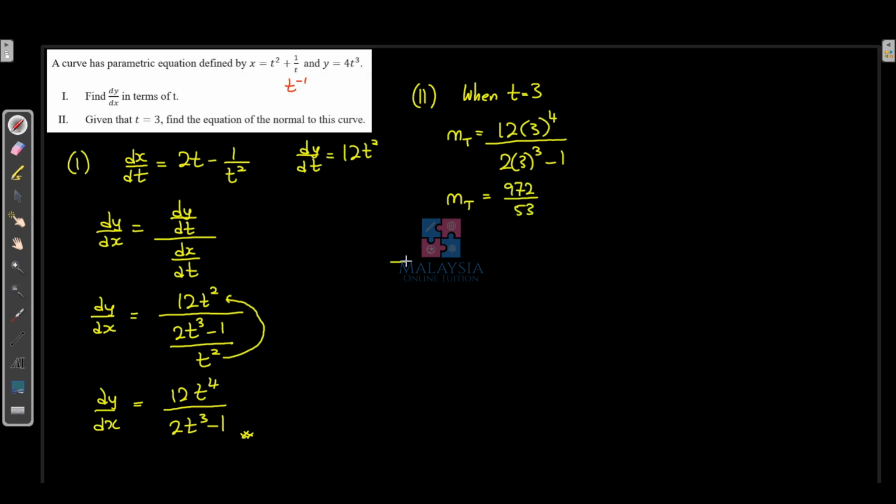So then for the gradient of the normal to this curve, we get mn to be equal to negative 1 over this, 972 over 53. So we get negative 53 over 972. Done. So then, before we can find the equation of the normal, we need to first find the x and y coordinates for us to use with the normal to this curve. So for x, we get 3 squared plus 1 over 3. So this is 9 plus 1 over 3. So x equals 28 over 3.